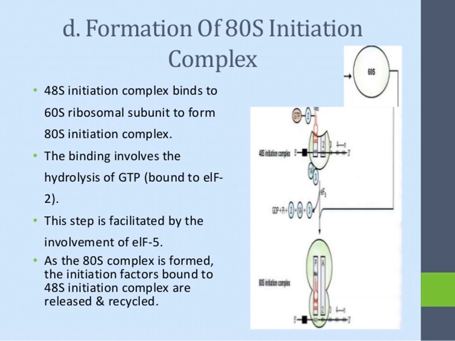The last step in the initiation is the formation of the 80S initiation complex. Here, the 48S initiation complex binds to the 60S ribosomal subunit, the major ribosomal subunit. Here it will form the 80S initiation complex. This binding involves the hydrolysis of GTP and also a helping factor, initiation factor 5.